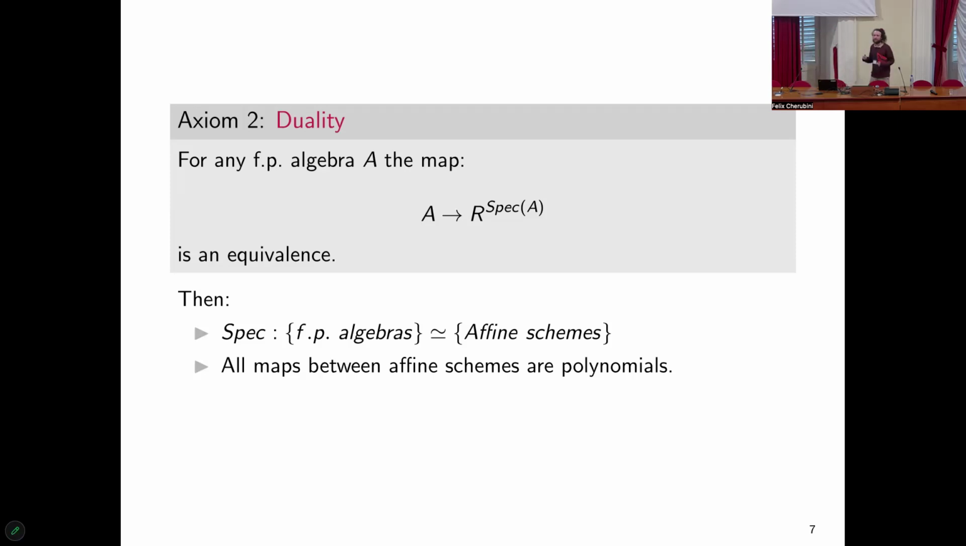So here we see this is a very exotic setting in some way. And in particular, this means that we have to be anti-classical, right? Because otherwise we could define the map which sends 0 to 0 and anything different from 0 to 1, which is not a polynomial. So yeah, we have to refute excluded middle.